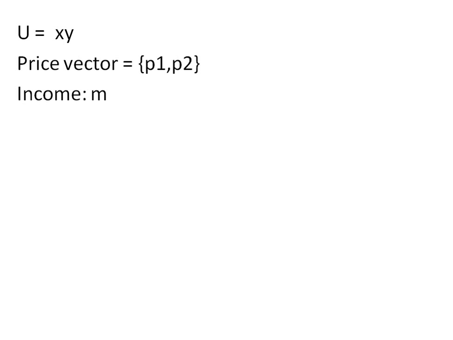Price vector is assumed to be P1 and P2, that is, P1 is the price of X and P2 is the price of Y. Income of the consumer is assumed to be M. This is your budget line, that is P1X plus P2Y equals M. P1X plus P2Y is the total expenditure, and M is the total income.